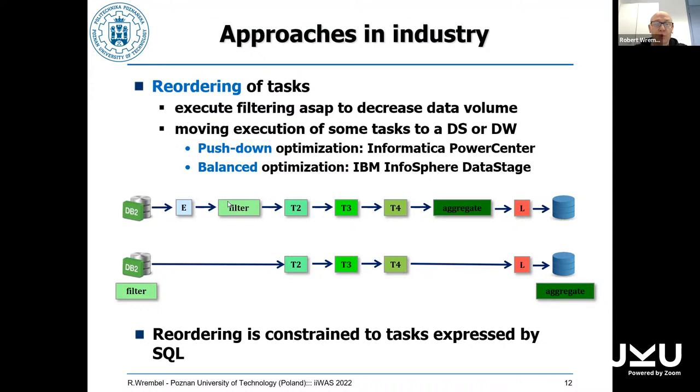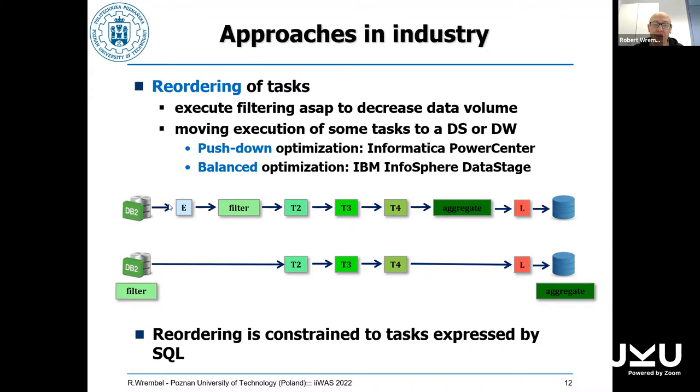And there are two well-known techniques. The first one is push down, and the second one is balanced. Push down means moving some tasks, executing some tasks in a data source, rather than in an ETL engine.